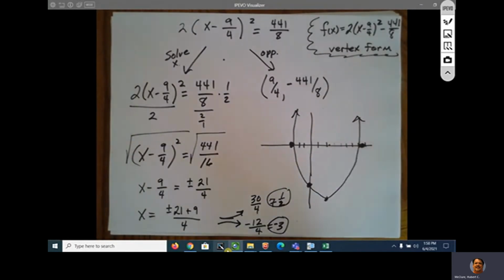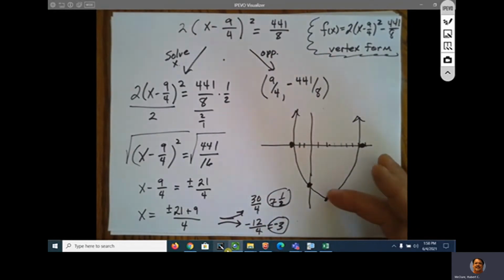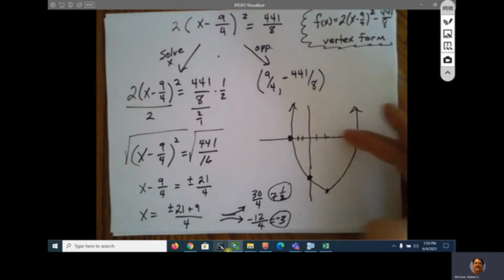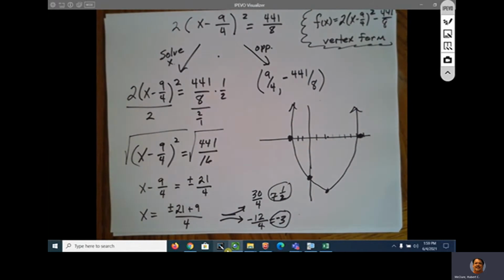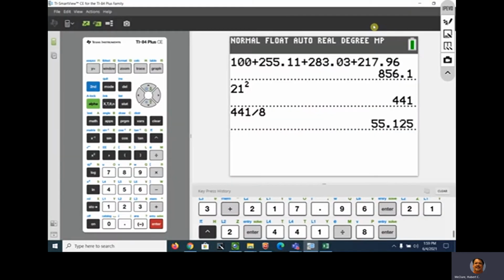And of course, the domain is all real numbers. The range is from negative 441/8 to infinity, decreasing from negative infinity to 9/4, increasing from 9/4 to positive infinity. And that is a test question, because I like completing the square on the test, period.